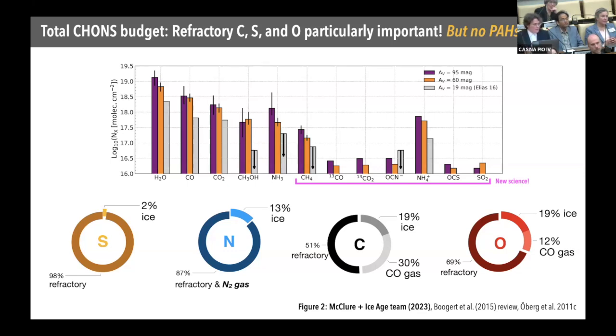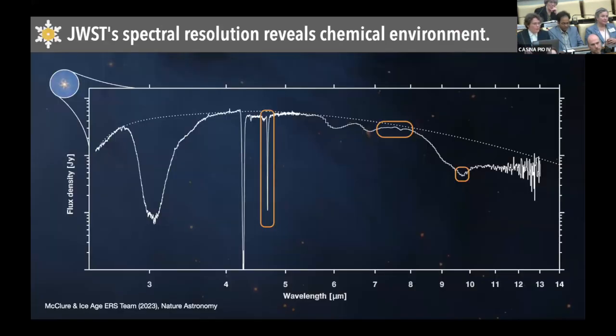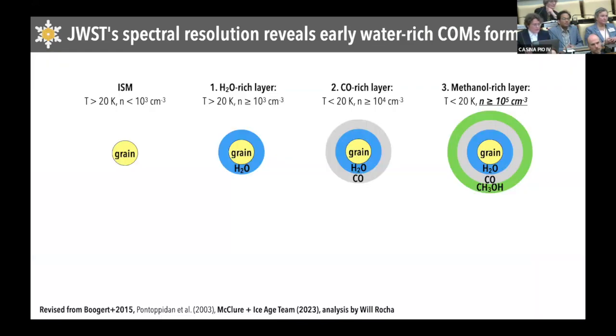So what else can we do with our really awesome high signal to noise data? Well, we can now look at the chemical environment in which these ices formed if we focus on a set of these other features. So here is a very simplified view of how we thought that ices formed on grains before. You first have your naked grain in the ISM, then you form a water-rich layer on top of it, then you form a CO-rich layer on top of that, and eventually with catastrophic CO freeze-out, you're able to form a methanol-rich layer on top of the CO layer.